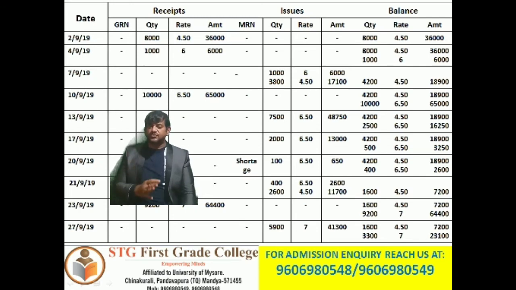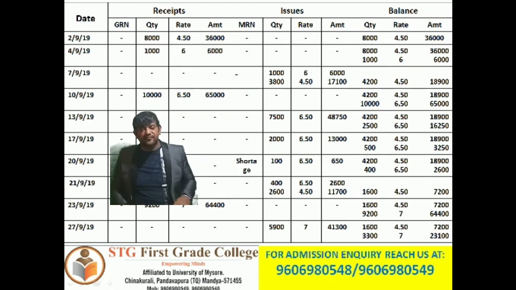So go to the issues column, MRN dash, quantity. Whichever is at the bottom of the balance column, that is the immediate previous date, 20th September. The balance column reflected 400 units at rupees 6.50, so take it directly under issue. Quantity 400 units at rupees 6.50 per unit. So the amount comes to 2,600 rupees.